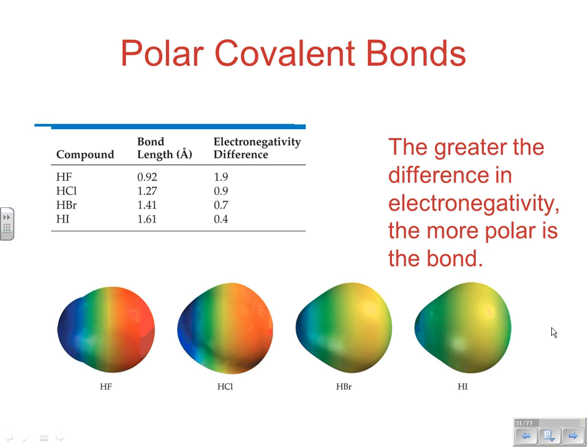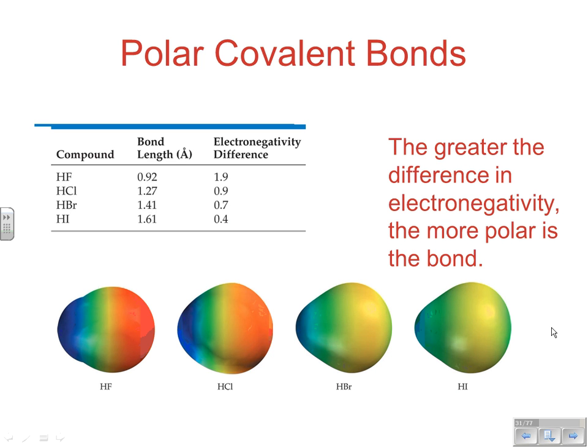Now, one thing you should understand about polar covalent bonds is the difference in electronegativity, basically in a nice, simple two-atom situation, ends up determining how polar the bond is going to be. In the case of HF, remember, fluorine is at the top of the halogens. It's the highest in electronegativity. So the difference between fluorine and hydrogen is very, very great. And you end up with a very unequal sharing. And you end up with a difference of 1.9 in the HF situation.